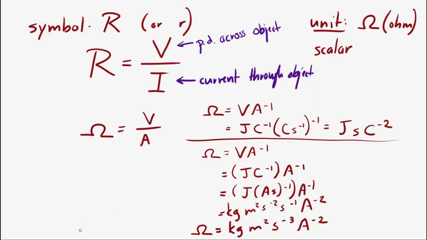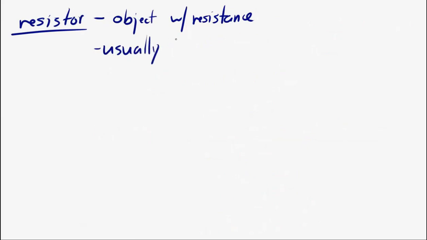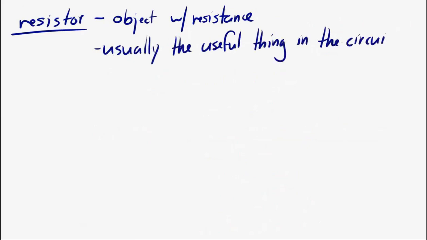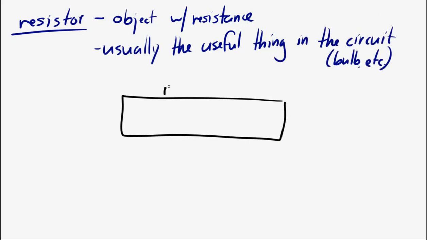A resistor is something in a circuit which has resistance. Resistors are often the useful thing that's in the circuit, so the light bulb or the heater or what have you. Let's look at what happens inside of a resistor on a microscopic level. So in a resistor, when current flows through, I'm going to draw sort of a diagram of that, and here are the atoms that make up the resistor, and I'm going to draw the electrons as they flow through.